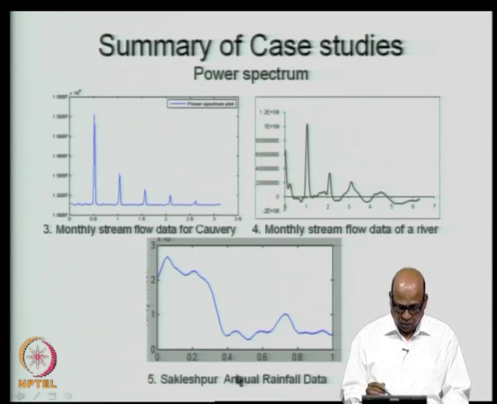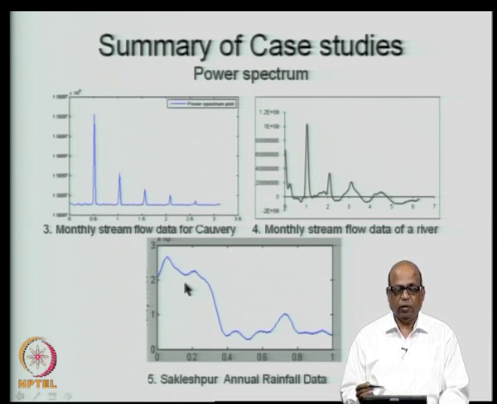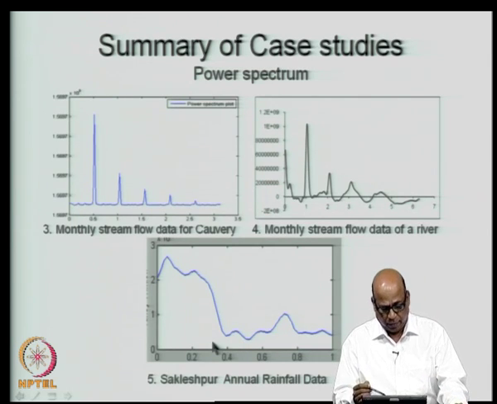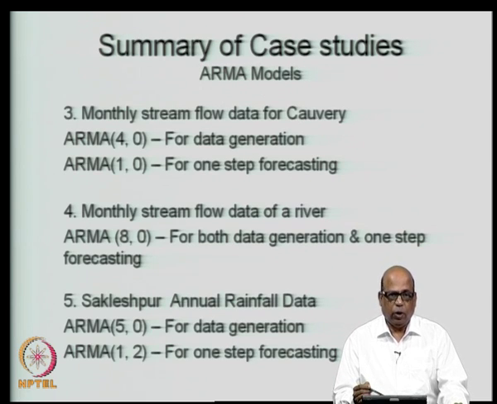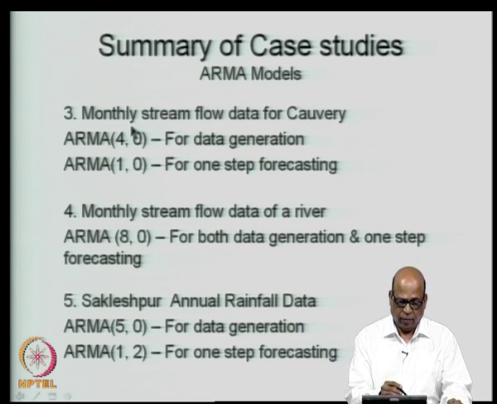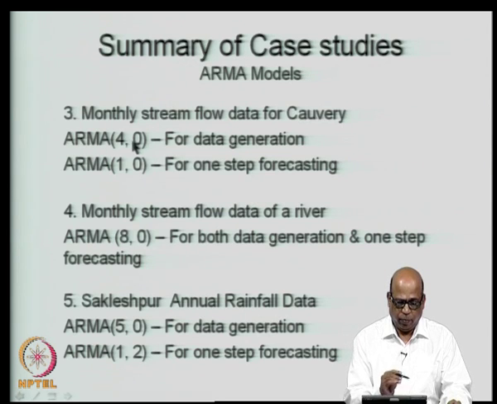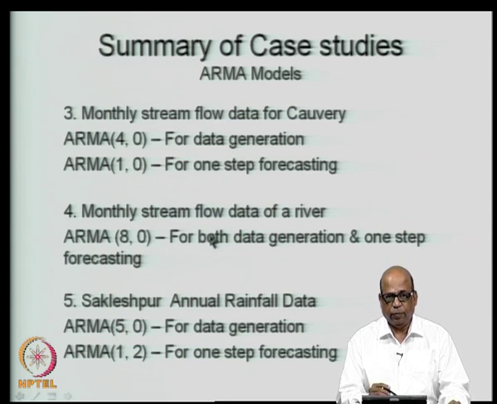Whereas the Sakleshpur annual rainfall data does not show one periodicity to be any different from any other periodicity, although here it appears that the lower frequencies are dominating. And then we went on to build models, the ARMA type of models, for the monthly stream flow data. For data generation, we got an AR4 model, and for one time step ahead forecasting, we got an AR1 model, that is ARMA 40 or ARMA 10 model.